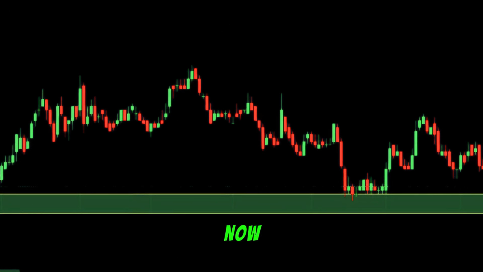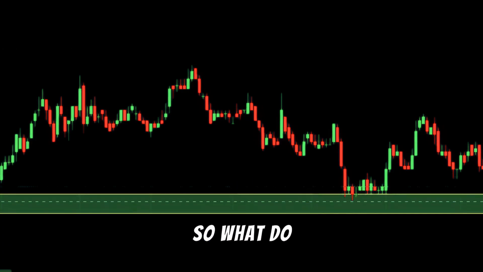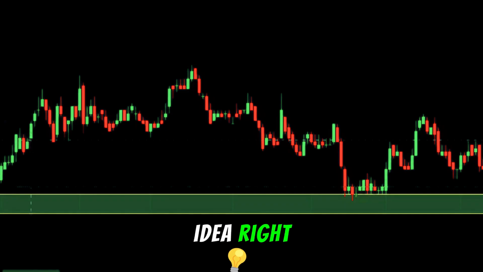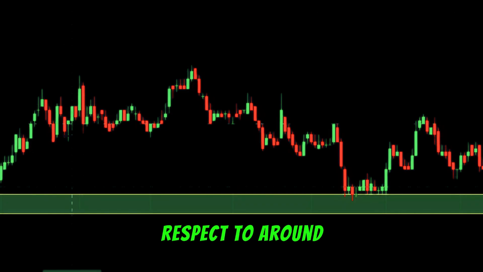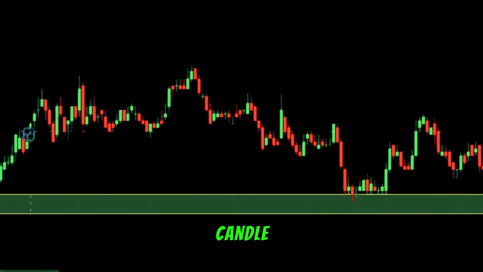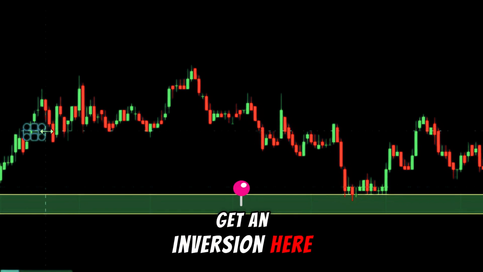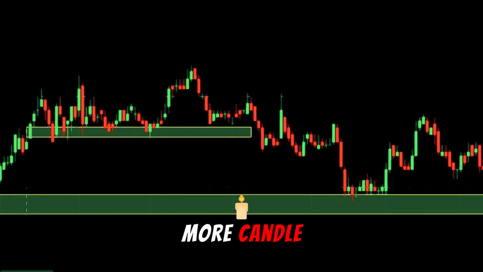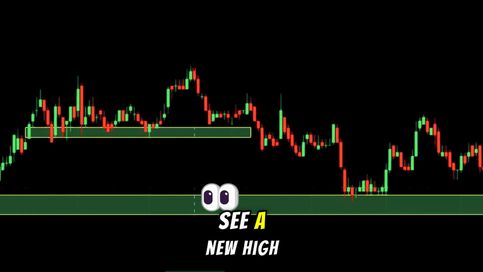So what do we have now? We now have a new high being made. So what do we have? One fair value gap. So we keep the same idea, right? We're still in respect to around 50% of this higher time frame candle. Let's see if we get an inversion here. No, not yet. We'd kind of need it to close in one more candle. Then I want to see a new high.